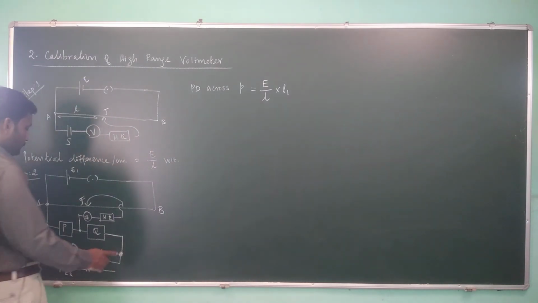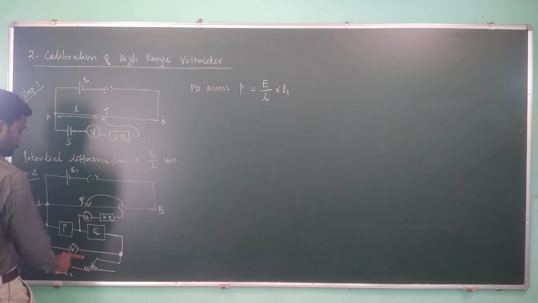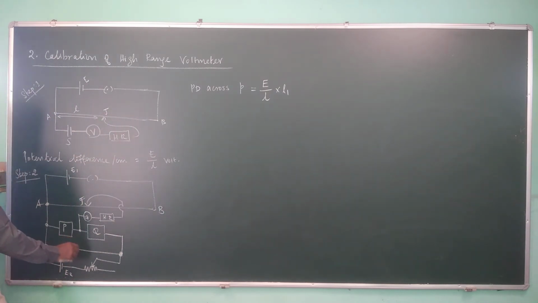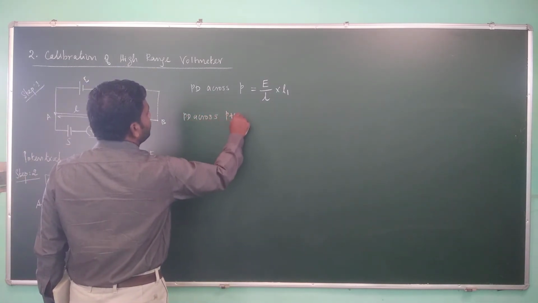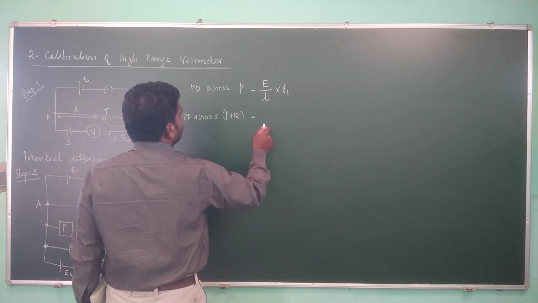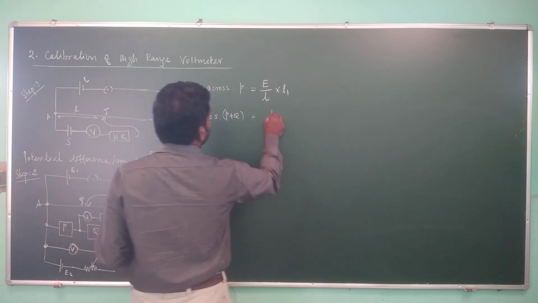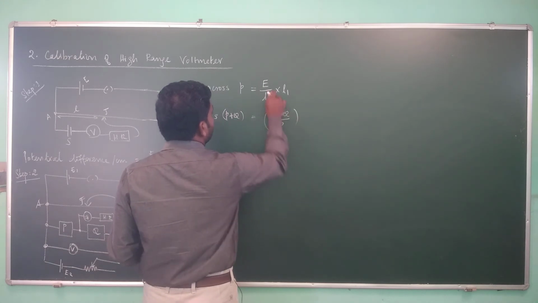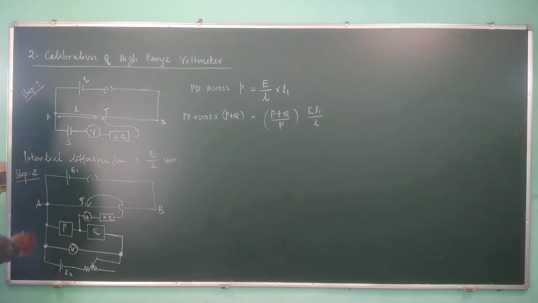Similarly, the potential difference across P and Q together, that is this value V, we can write as the potential difference across the sum of the two resistances P plus Q. So we can write P plus Q by P, multiplied by E L1 by L. That is the potential difference across the entire two resistors, right?